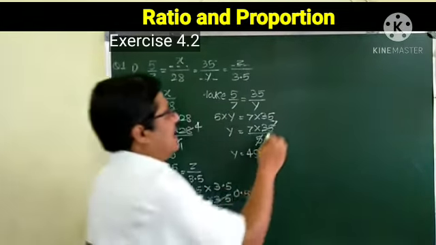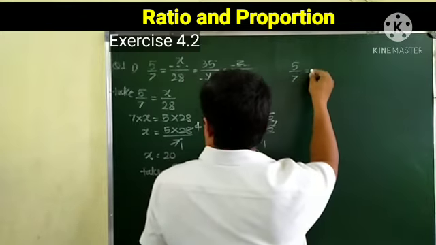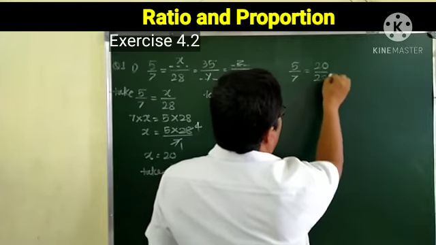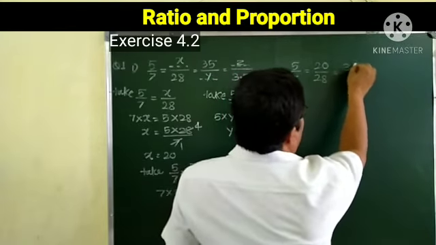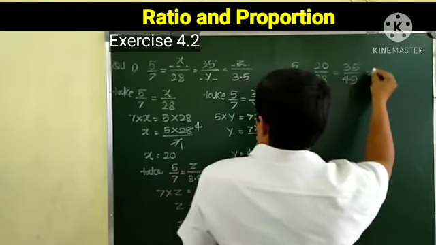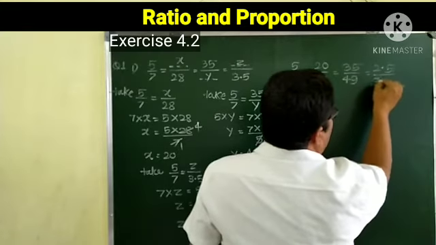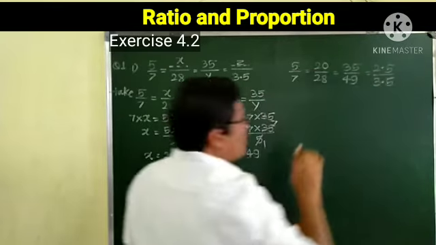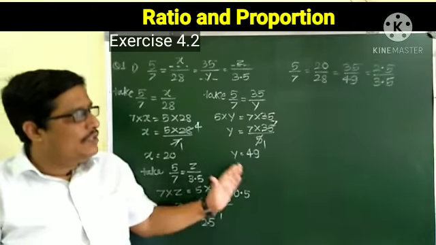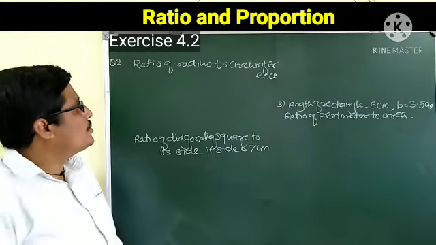Lastly we can write the answer. So 5 is to 7 is equal to 20 is to 28 is equal to 35 is to 49 is equal to 2.5 is to 3.5. So in this way we can solve such examples. You try to solve the second example of this question. This is question number 2.